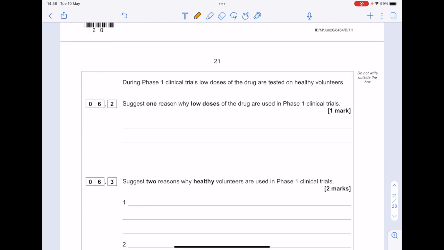During phase 1 clinical trial, low doses of the drug were tested on healthy volunteers. Suggest one reason why low doses of the drug are used in phase 1 clinical trials. Well, you just don't know how toxic they're going to be or if there's going to be any side effects.